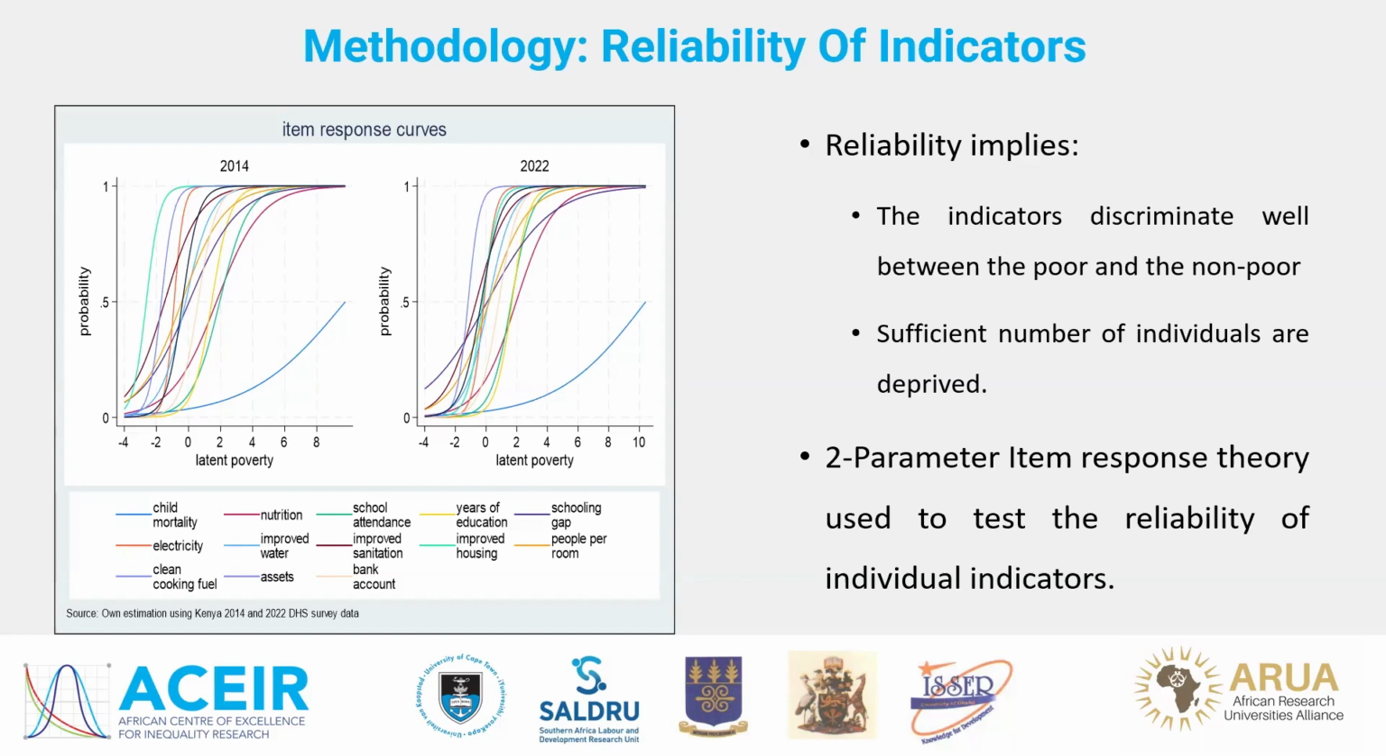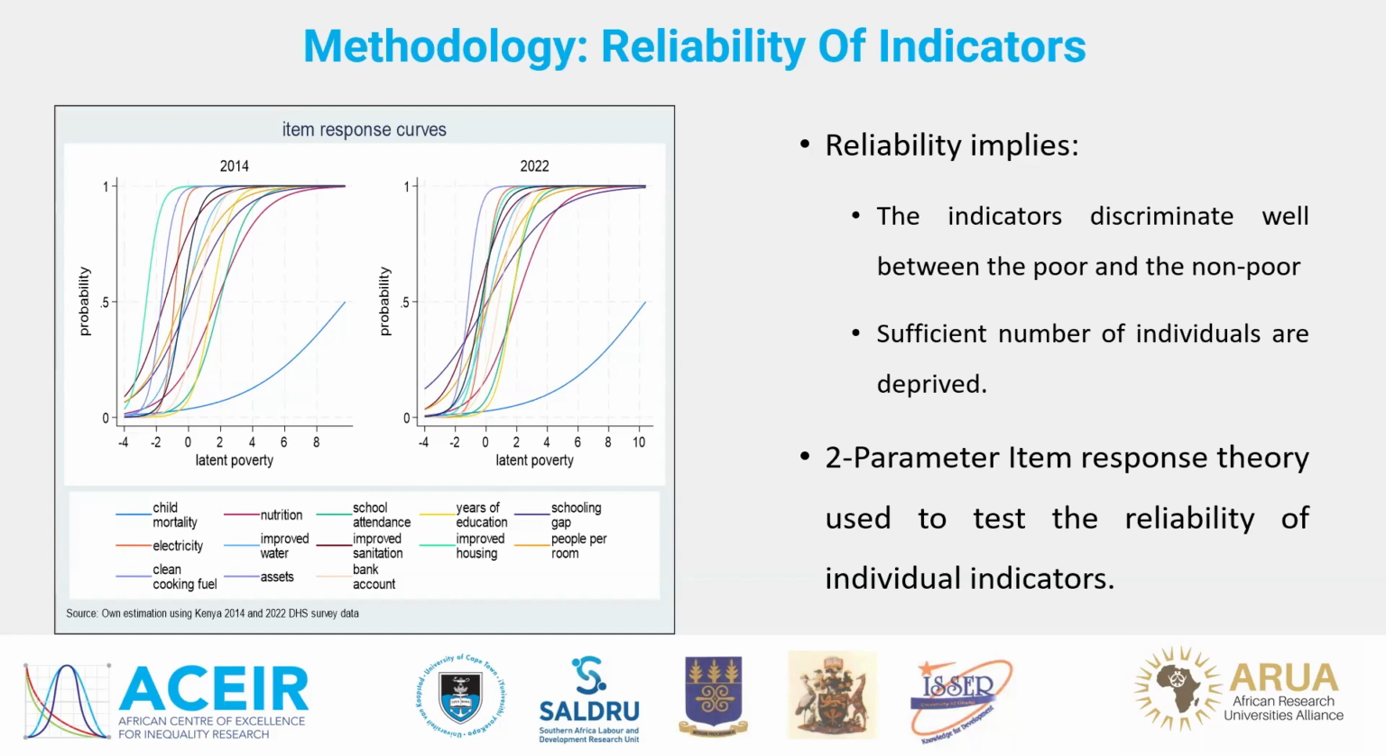To determine whether an indicator discriminates well, you look at the steepness of the item response curve. Sorry, I should have started from here. The item response curve shows you how well, as you increase latent poverty, because up to now we're saying we still don't know the measure, so it's latent poverty, how does the probability of being deprived change with an increase in latent poverty? It should be that small increases in latent poverty lead to large increases in the probability of being deprived.